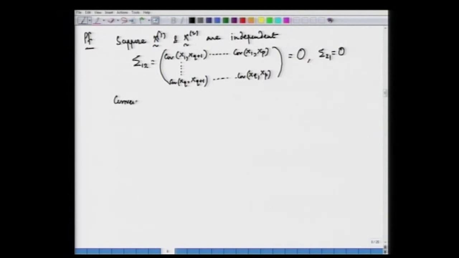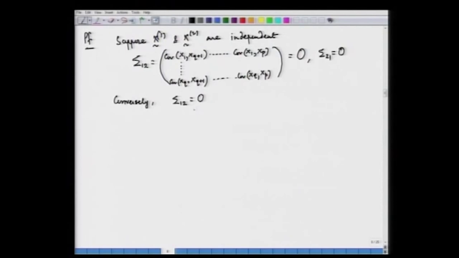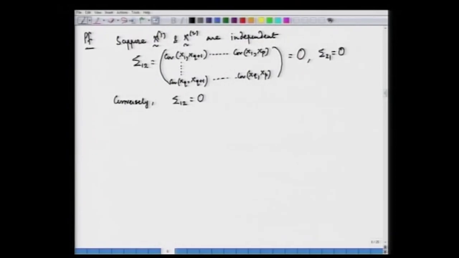Conversely, sigma 1 2 is a null matrix. Is this generally true? Well, no, because we know that if the covariance is equal to 0, it does not imply that the variables are independent. Now, we have this as a special situation for the multivariate normal distribution, and we are assuming that the off diagonal blocks are null matrices, and assuming this, we go on proving the other part.